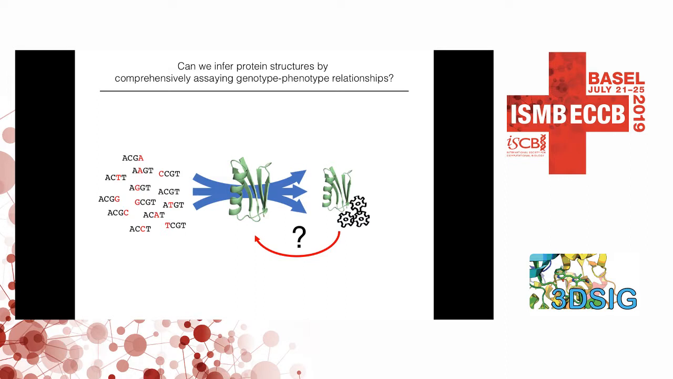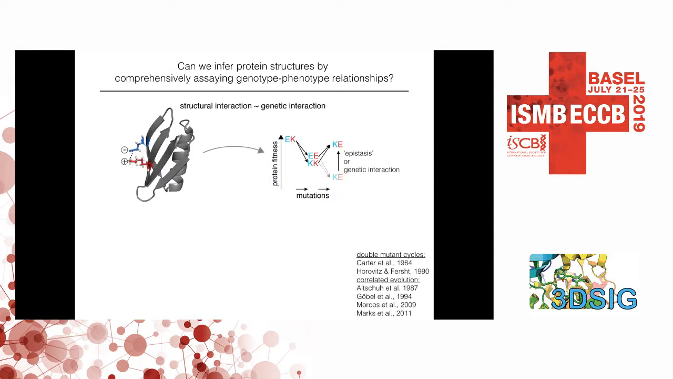Right? So to give a little bit more detail on this, the general idea is really not new. It has been around in biochemistry and genetics since the 80s, and in evolutionary biology since the late 80s and 90s. And the basic idea is really that mutations that happen at structurally interacting positions should result in genetic interactions or epistasis.